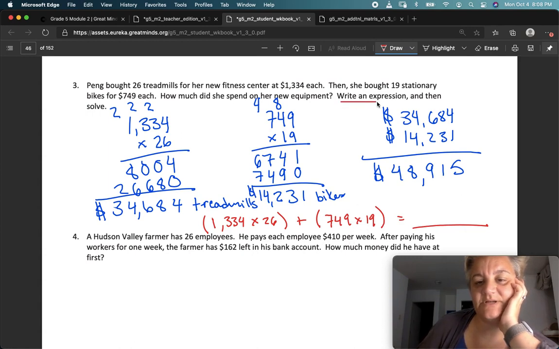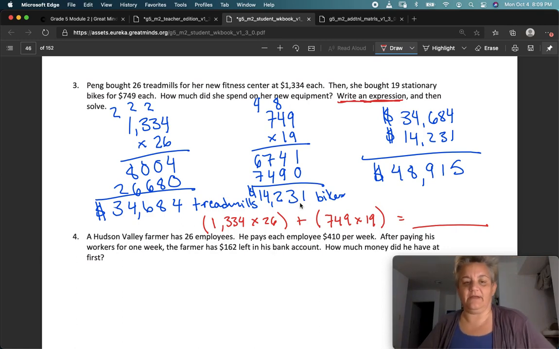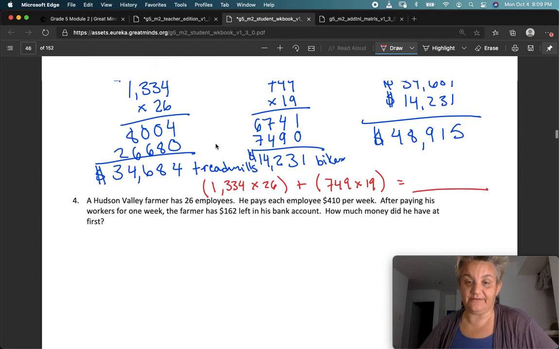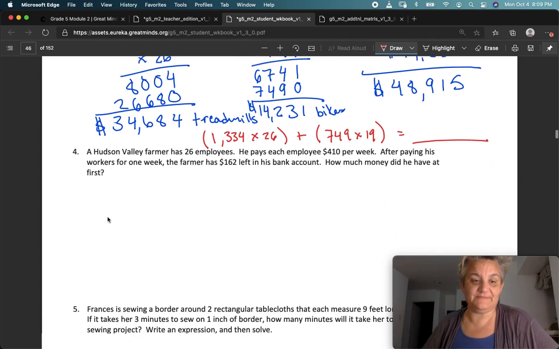If it says write an expression, please do it. All right, we forgot. I was going in order and I didn't read all the way through. And that is exactly what you should not do. So do not learn that from me. Read the whole thing first.